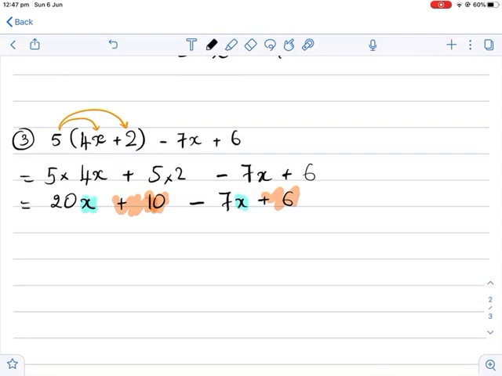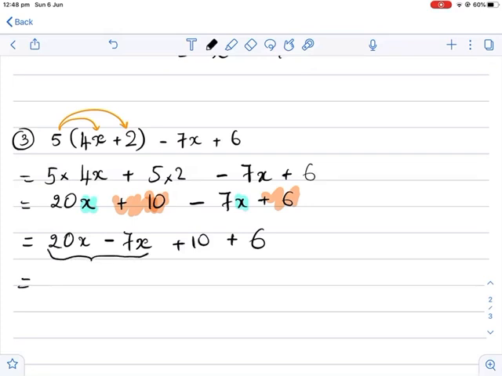So we're going to rearrange the expression so the like terms can stand next to each other. So it's going to be 20x grouped with negative 7x. When you rearrange the terms, you have to bring the sign in front of the term with it. Okay, so 20x grouped with negative 7x, and then positive 10 grouped with positive 6. And then you're going to collect like terms.